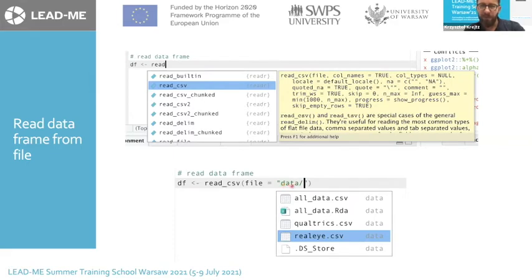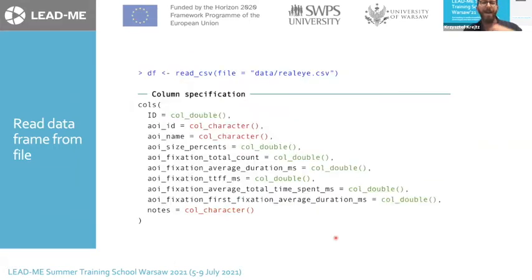So I type in data, then slash, and if I press tab on my keyboard, it helps me with what kind of files I have in this data subfolder. RStudio is actually reading the files beforehand, and then it displays them in the help. So I don't have to remember exact names. I can choose from this list reali.csv. I know that the data from the eye tracking experiment are stored in this reali CSV file. Then I click enter and I execute the code.